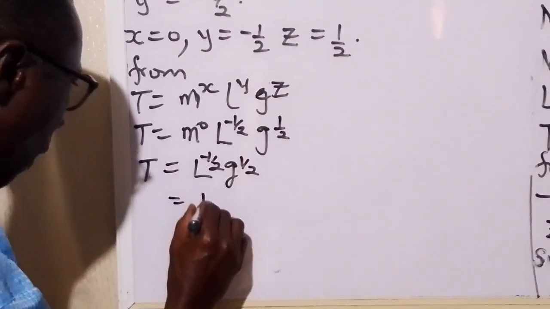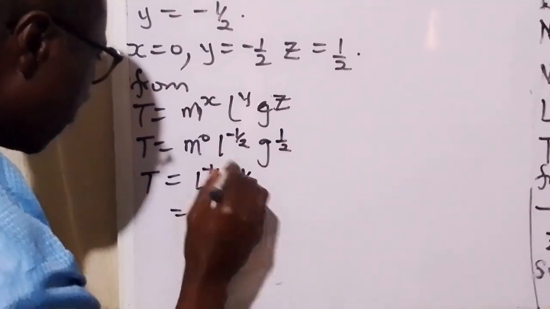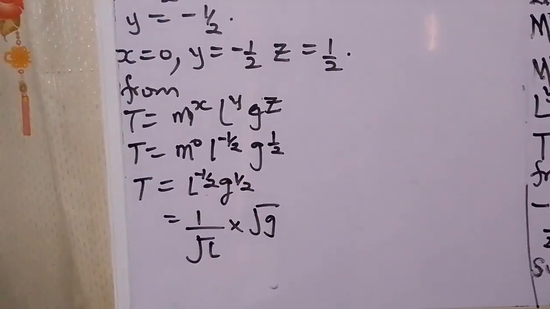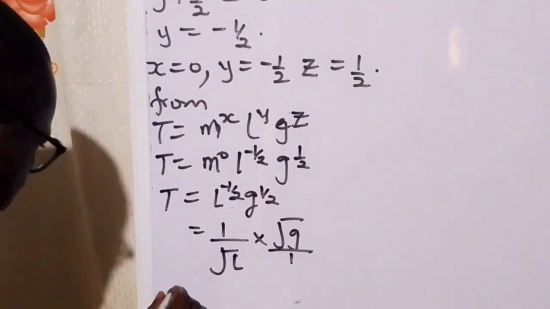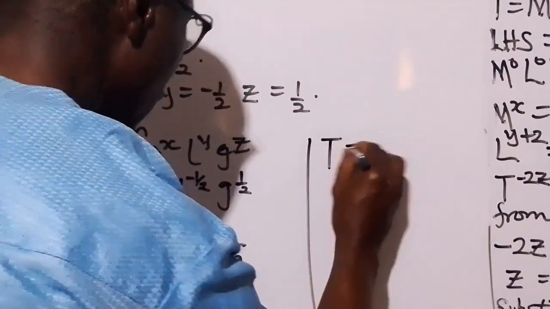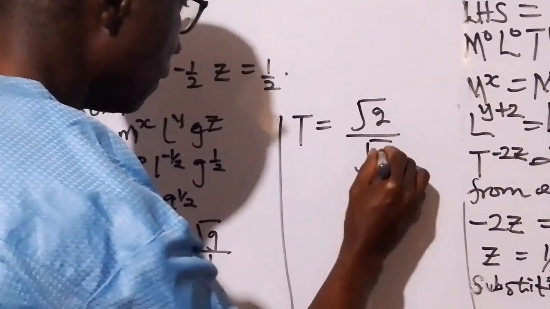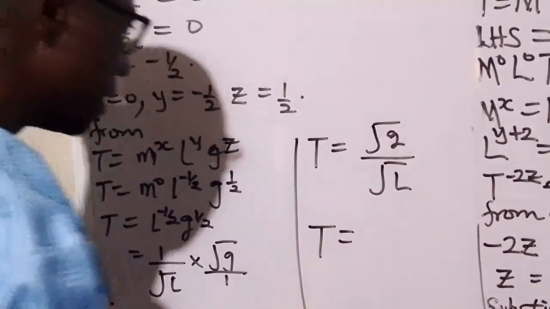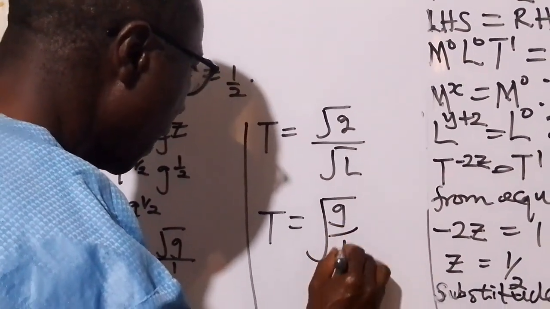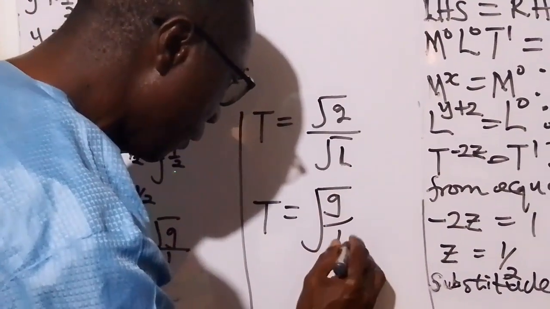Then it will give us 1 over square root of L multiplied by square root of G. Then from there, our T will be equal to square root of G over square root of L. And finally, the physical relation between the quantities is t is equal to square root of G over L. That's the final state. T is equal to square root of G over L.